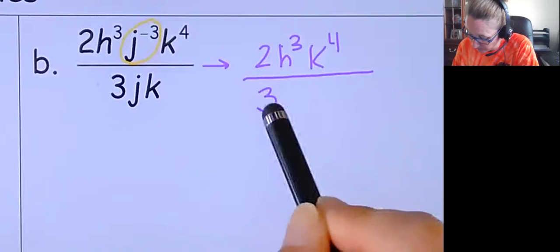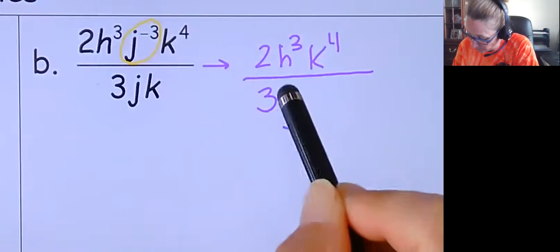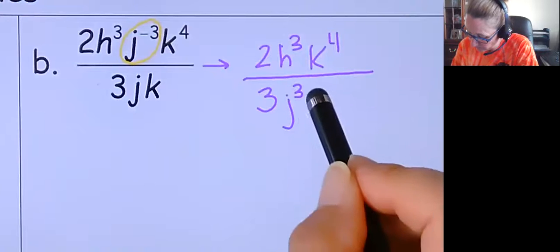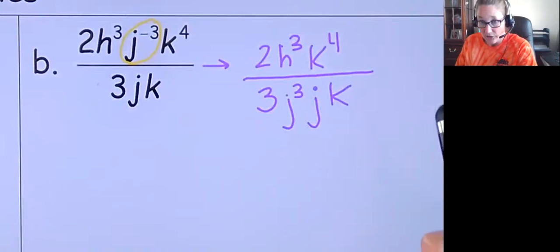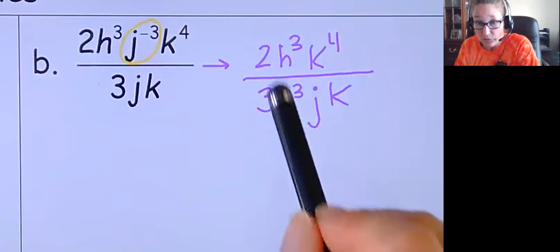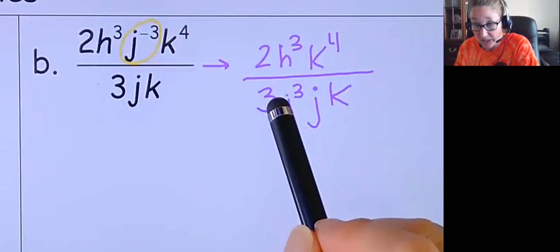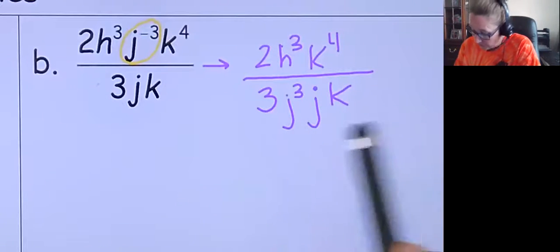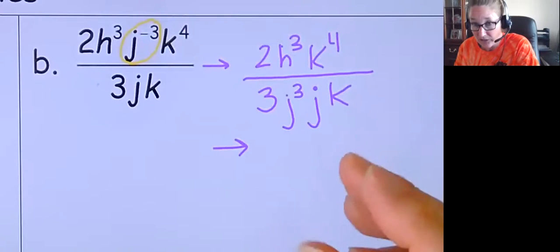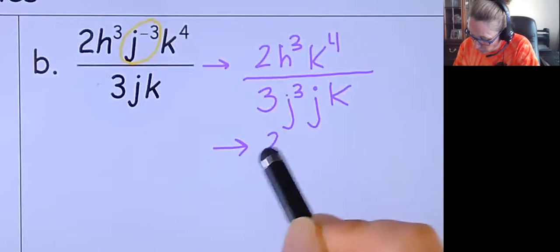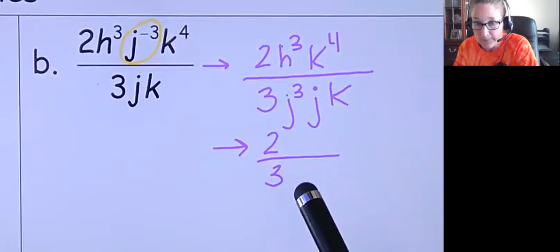I have my 3. Again, that j to the -3rd, I was going to move down. I have a j on the bottom, and I have a k. So now I'm going to clean this up. Now 2 over 3, again, this is a fraction. I cannot reduce it. That's going to stay. But I'm going to make sure I get all my h's together, all my k's together, all my j's together. So I'm going to have a 2 on top and a 3 on bottom.